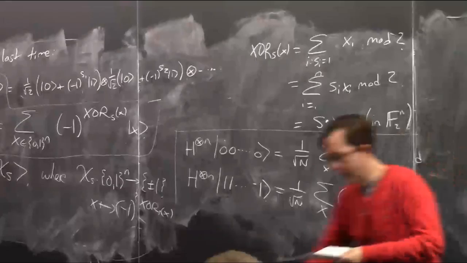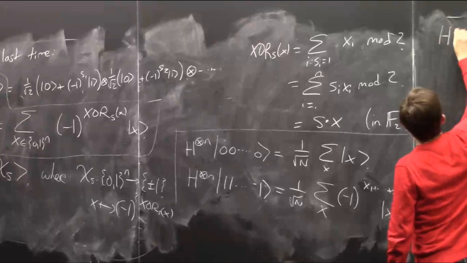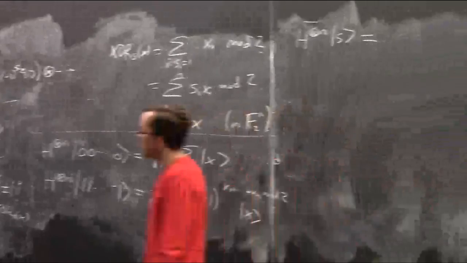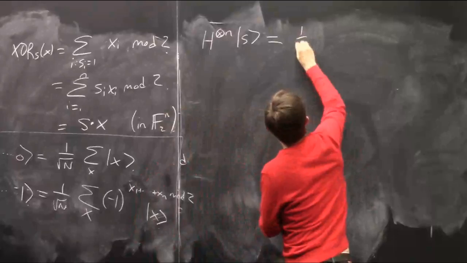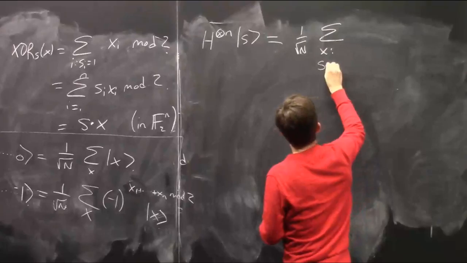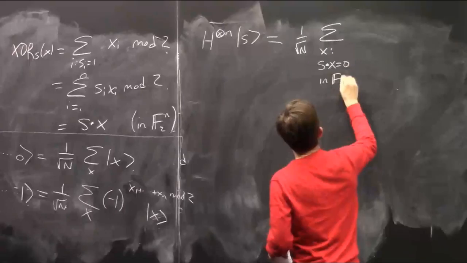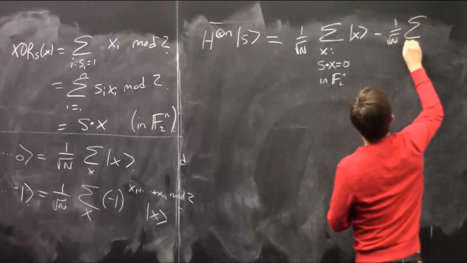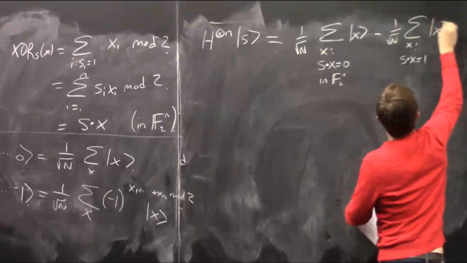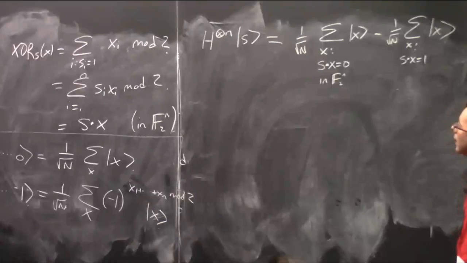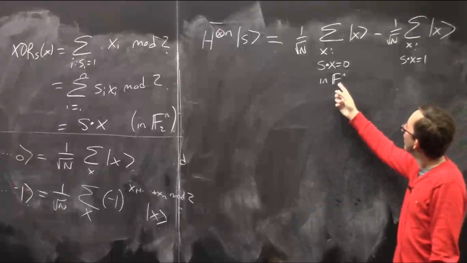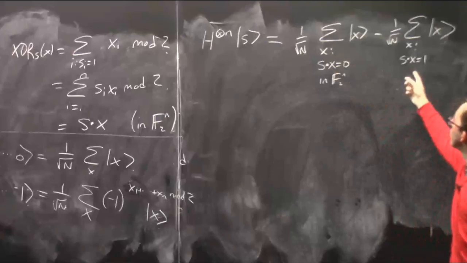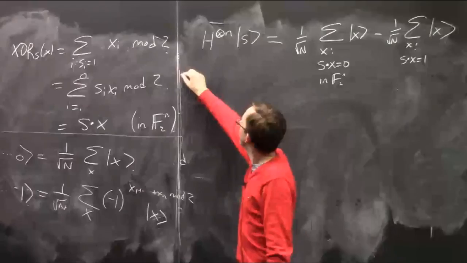I'll do one more example, although it's really just a different way of writing the general case. Something you can do is group together all the pieces where you get plus 1 and all the pieces where you get minus 1. If you do that, it looks like 1 over root n times the sum over all x such that s dot x equals 0 (this is mod 2) of x, minus 1 over root n times the sum over x such that s dot x equals 1 of x. We're going to use formulas like this later when we get into Simon's and Shor's algorithms. It's a subspace of F2 to the n, the analog of a hyperplane: all the things that are orthogonal to a fixed vector s, you take with plus, and all the ones that are not orthogonal to this fixed vector s, you take with minus. We're not going to use that for anything today, but I thought I'd write it anyway.